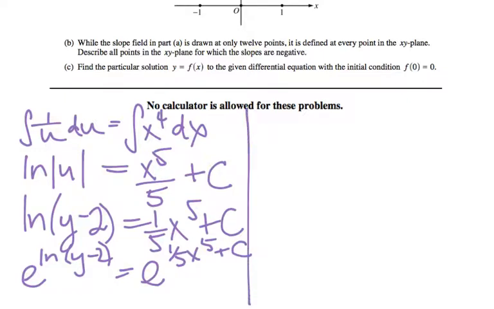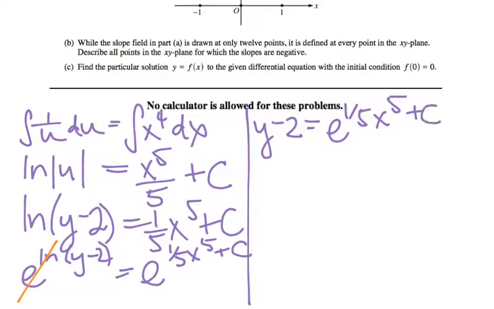All right, now I know that e and the natural log will cancel, leaving me with y minus 2 equals e to the 1/5 x to the 5th plus c. Now remember, rules of exponents. If I have a base like x to the a times x to the b, I get x to the a plus b. But it also goes the other way.